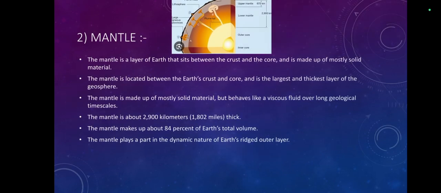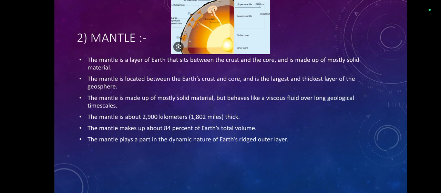Second part is mantle. Mantle is a layer of the earth that sits between the crust and the core and is made up of mostly solid material. The mantle is located between the earth's crust and core and is the largest and thickest layer of the geosphere. The mantle is made up of mostly solid material but behaves like a viscous fluid over long geological timescales. The mantle is about 2,900 kilometers, that is 1,802 miles thick. The mantle makes up about 84% of the Earth's total volume. The mantle plays a part in the dynamic nature of Earth's rigid outer layer.